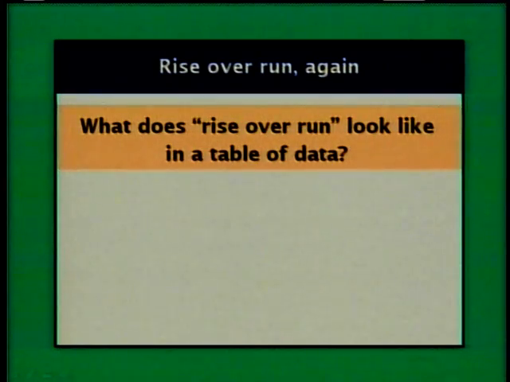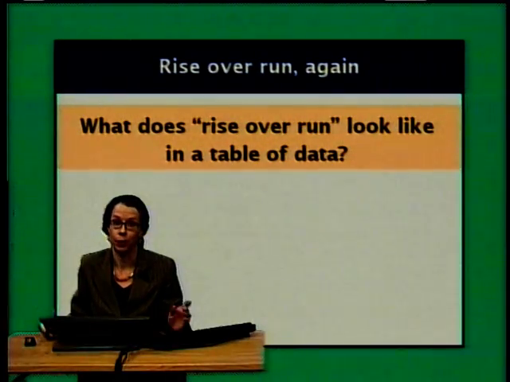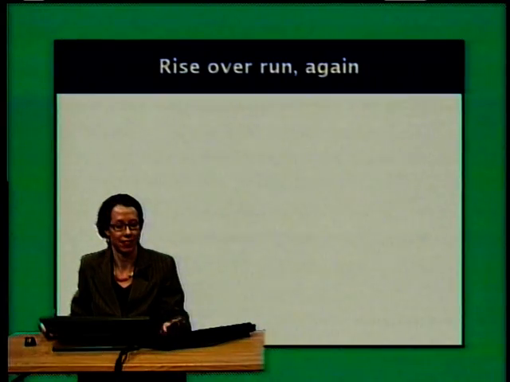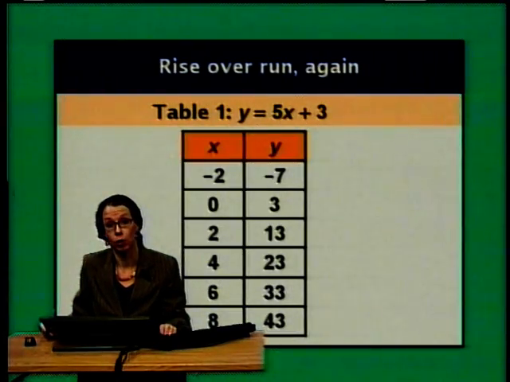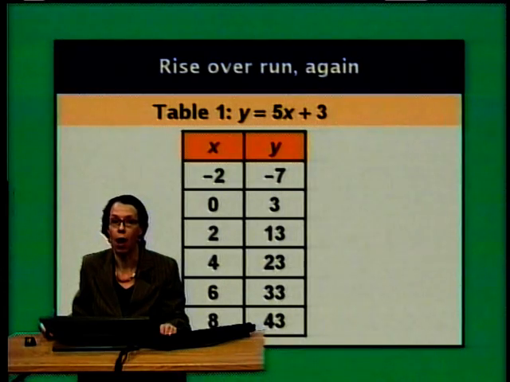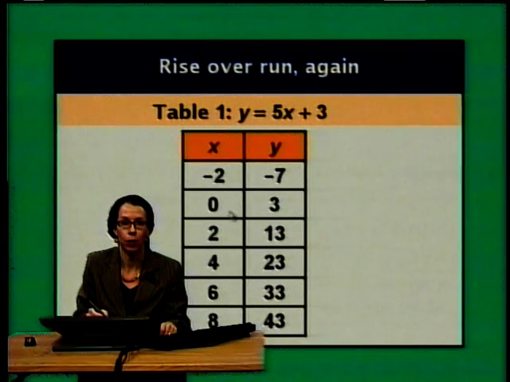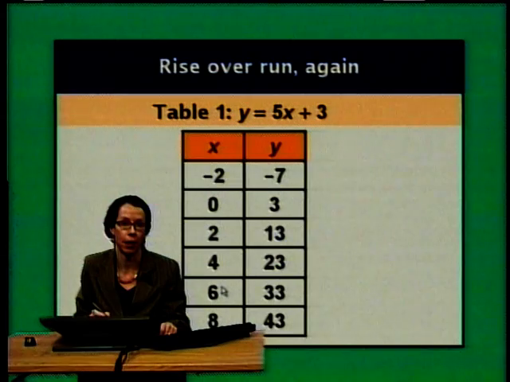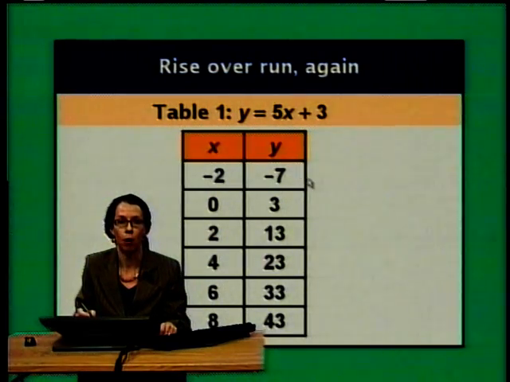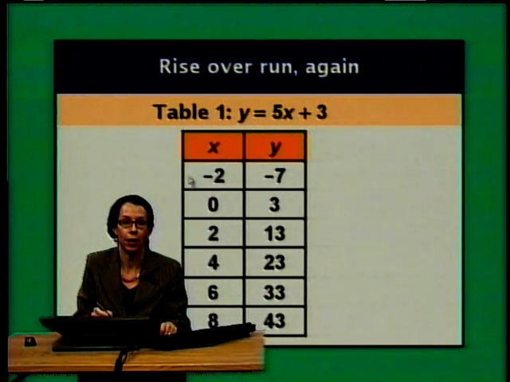So what does rise over run look like in a table of data? Well, let's look at a table. Here's a table of solutions to the linear equation y equals 5x plus 3. Now, one of the first things we notice in this table is that we can see a pattern. We can see that the x values are increasing by 2 as we move from one row of the table to the next. The y values are increasing by 10. So it looks like we have a run of 2 and a rise of 10.